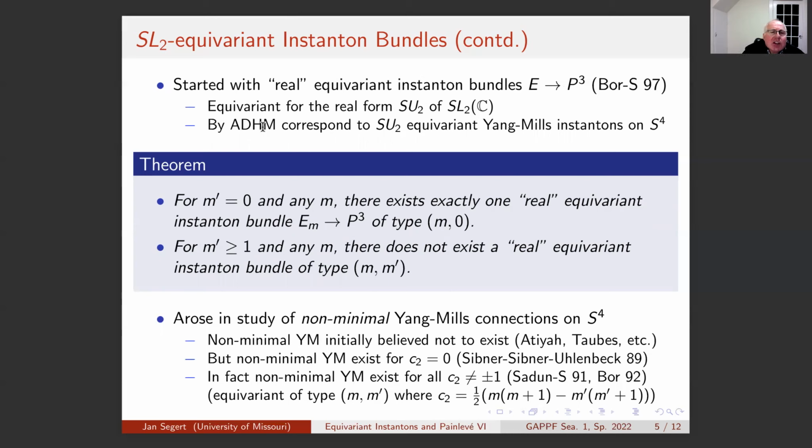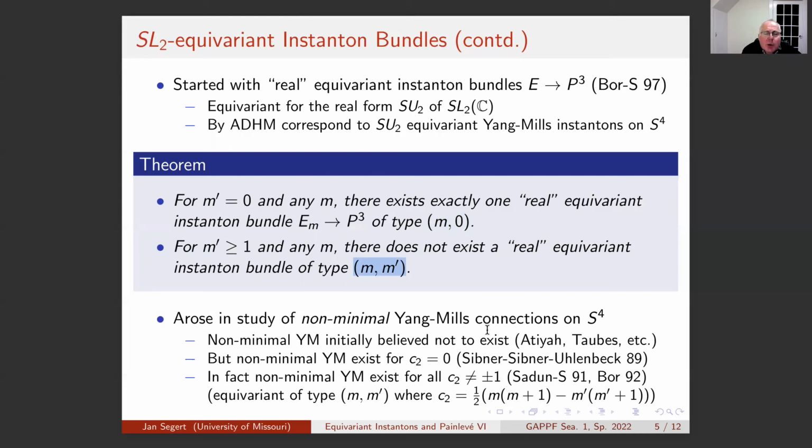And by this ADH correspondence, those SU2 invariant Yang-Mills connections on S4 corresponded to SU2 equivariant bundles on CP3, which of course complexified to SL2 invariant or equivariant. And our theorem at that point was that there exists exactly one real equivariant instanton bundle of type M, and the other invariant is equal to zero. So type M0 for any M, there is exactly one equivariant instanton bundle with the real condition, and there don't exist any without this condition.